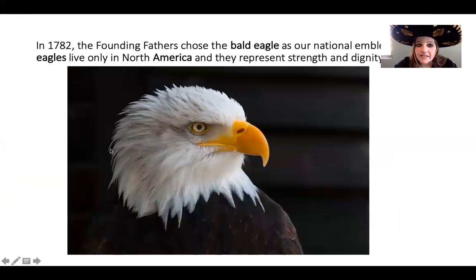In 1782, the founding fathers chose the bald eagle as our national emblem, okay? Bald eagles only live in North America, and they represent strength and dignity. And so that is why they chose this bald eagle as our national emblem. So beautiful, isn't he?